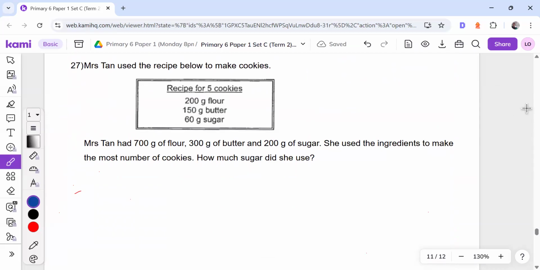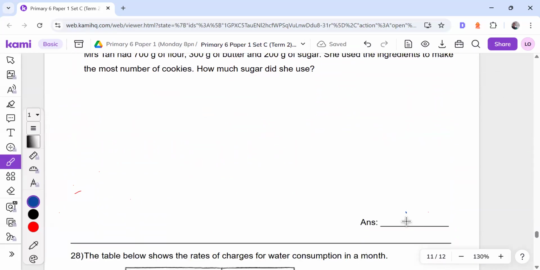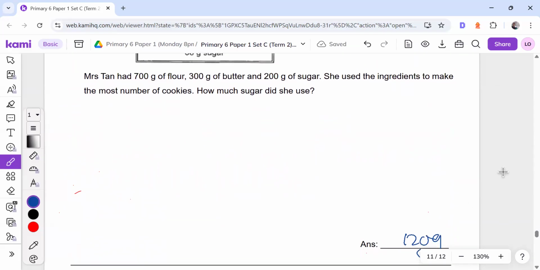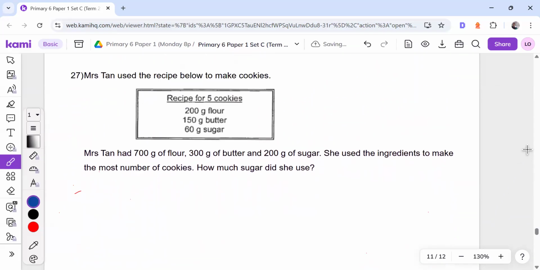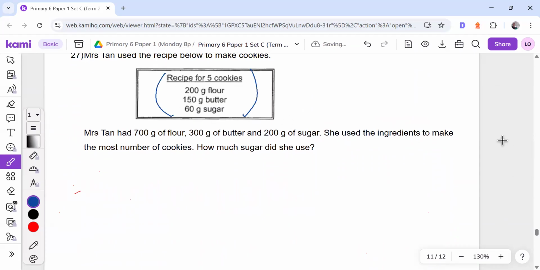Okay, next one. Question 27. The answer is 120 grams. Okay, how do you get that? Now, Mrs. Tan used the recipe to make cookies, and you can see these are the ingredients that she needs. Mrs. Tan had 700 grams of flour, 300 grams of butter, and 200 grams of sugar. She used the ingredients to make the most number of cookies.